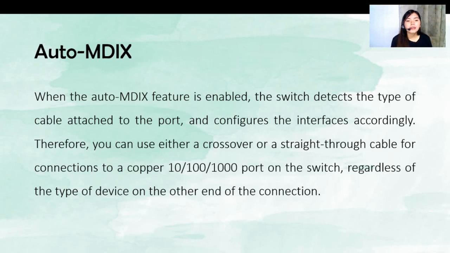Auto MDIX. When the Auto MDIX feature is enabled, the switch detects the type of cable attached to the port and configures the interfaces accordingly. Therefore, you can use either a crossover or a straight-through cable for connections to a copper 10/100/1000 port on the switch, regardless of the type of device on the other end of the connection.